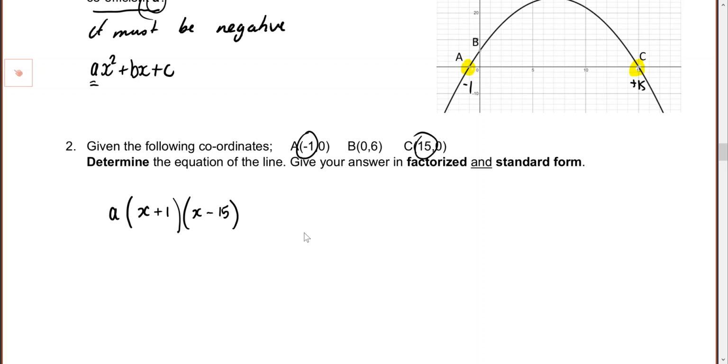So we put a, and we use the 3rd coordinate that we haven't used so far, which is b, and b is when x equals 0, y equals 6. So we do 6 equals a multiplied by that. Well, actually, x is going to be 0, so I'm even just going to go 0 plus 1 and 0 minus 15.